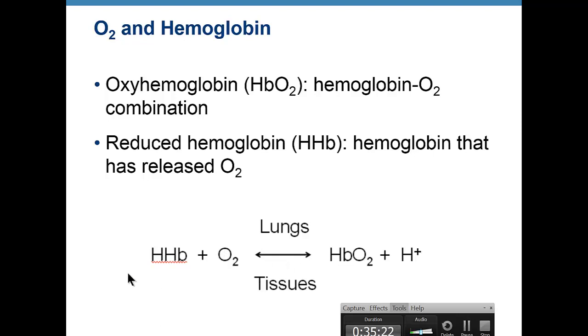So what happens in the lungs? There's a double-sided arrow, what direction does the arrow point if we're talking about the lungs? To the right, because the lungs are going to bind oxygen, and the tissues is where we're going to be releasing oxygen, right? So the tissues goes to the left, the lungs go to the right. So the lungs are where binding of hemoglobin occurs, and the tissues is where releasing of oxygen from hemoglobin occurs.